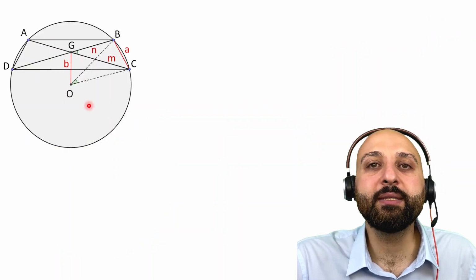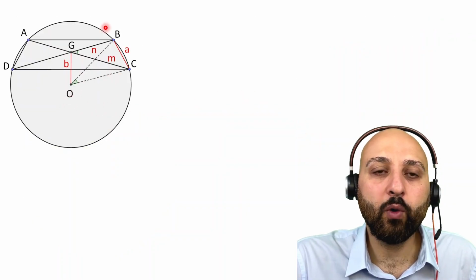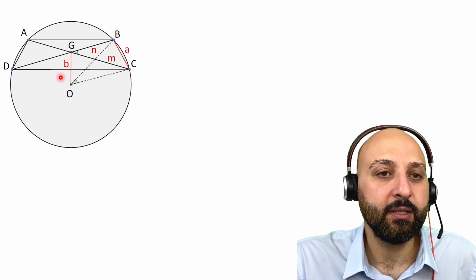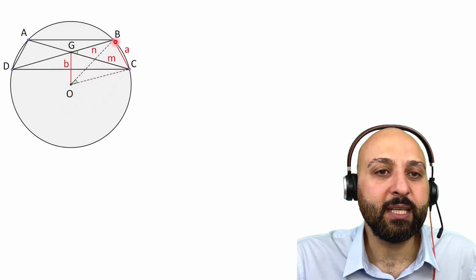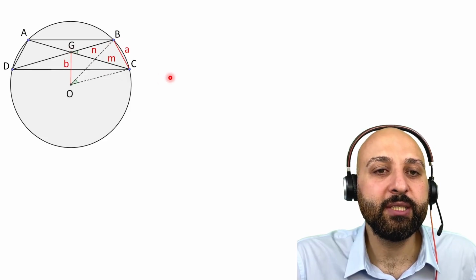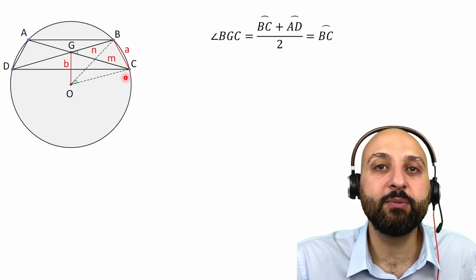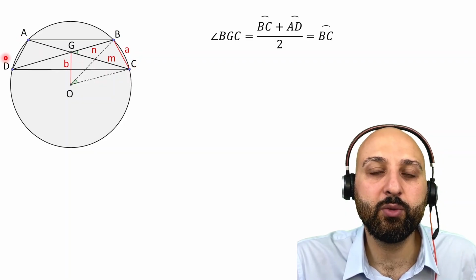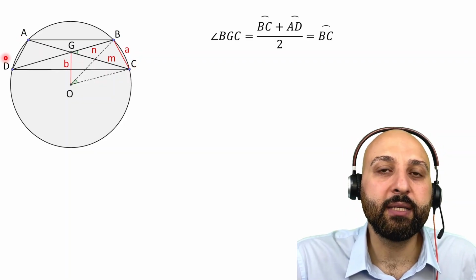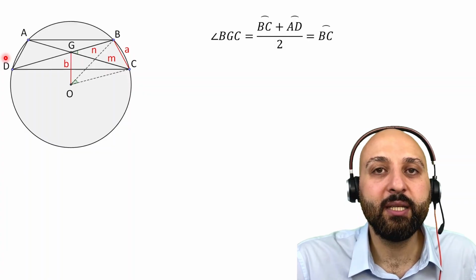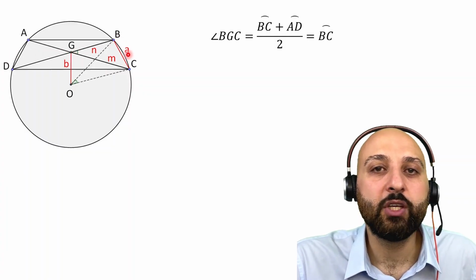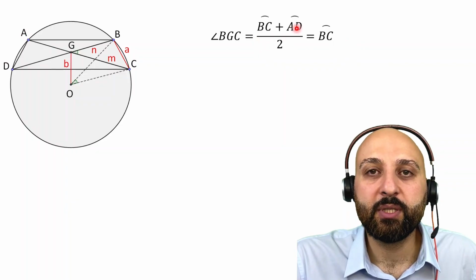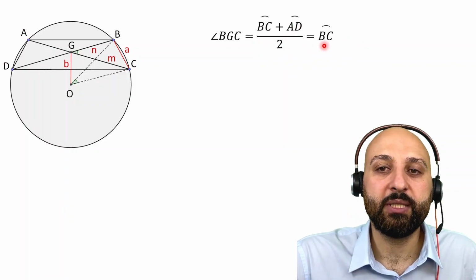We're going to connect the segments OC and OB, and then we look at the angles that we have in this figure. So for example, let us look at the angle BGC. This is an inscribed angle, so it's equal to the arc BC plus arc AD divided by 2. But because we know that ABCD is an isosceles trapezoid, we know that the arcs BC and AD are equal. So basically arc BC plus AD divided by 2 is equal to arc BC.